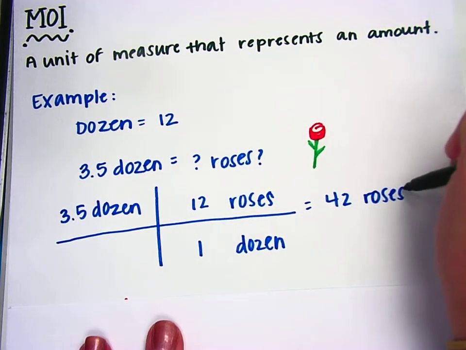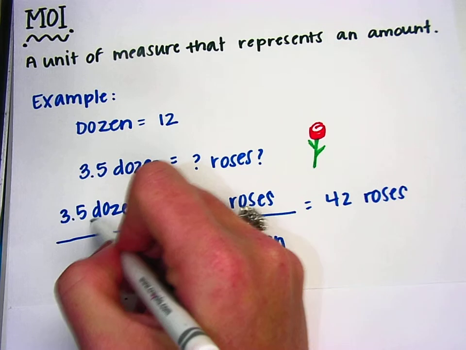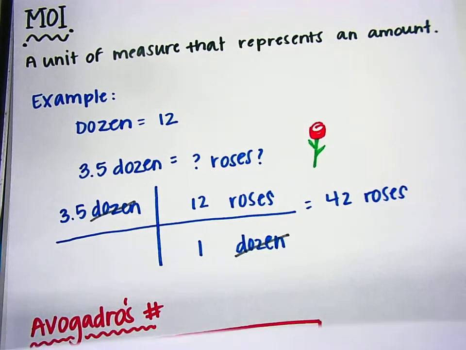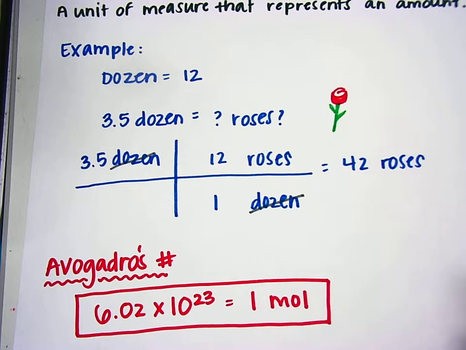That's a problem you probably could have done without me showing you the conversion for it, but it's a problem that you want to be able to do using these mole conversions. And we're going to take that and we're going to put it in terms of Avogadro's number, which is talking about a mole. 6.02 times 10 to the 23rd is 1 mole, and we'll talk about why we picked that number in a few minutes.